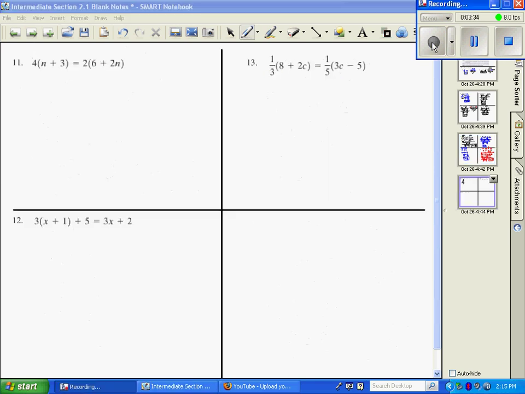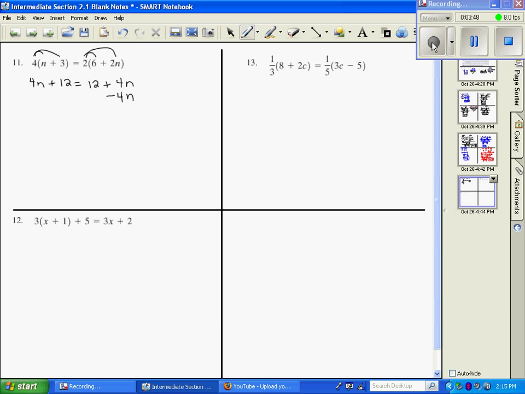Number 11, we're going to distribute: 4n plus 12 equals 12 plus 4n. I want to move all the variables to one side, so I'm going to subtract 4n. When you do that, that cancels and you have 12 equals 12. Since we lose the variable and this is a true statement, this is all reals. That means all real numbers are the answer.